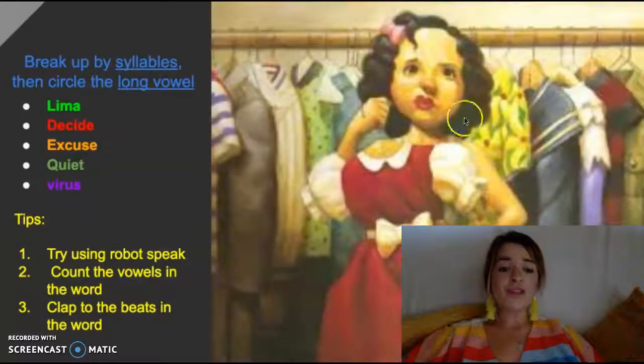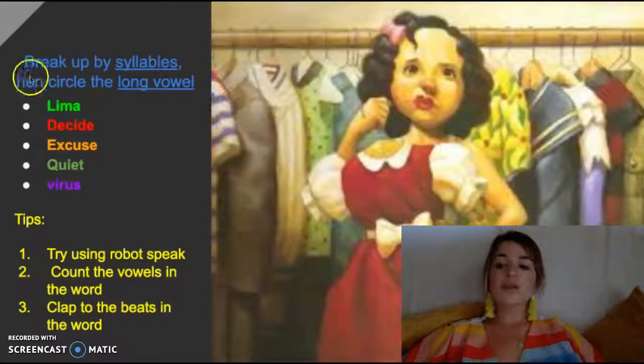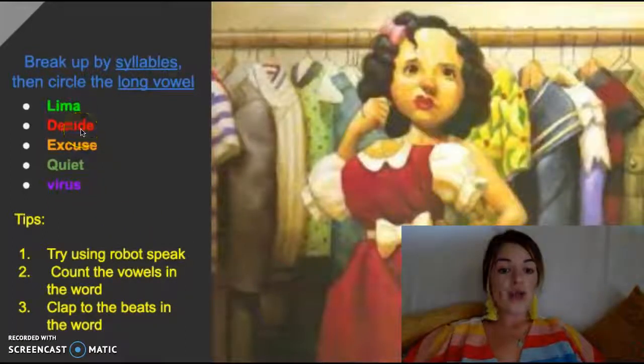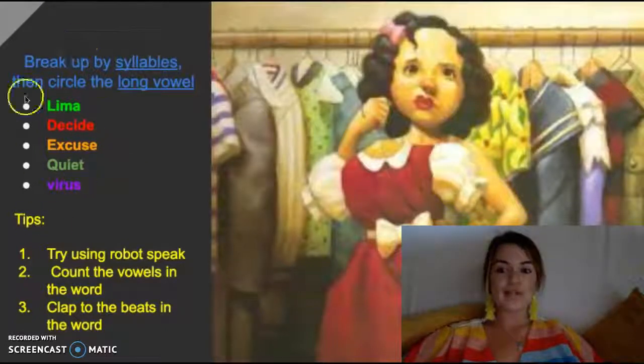Okay, everyone, this concludes our lesson. Go ahead and pause it on the screen. This is extra practice with words for you all. So this is all stuff that we've practiced, as well as some tips to help you remember how to find a syllable. So do these on your own, and we'll go ahead and go over them in class, and I will check to make sure that you attempted breaking them up into syllables, as well as circling the long vowel. Thank you, and have a great rest of your week.